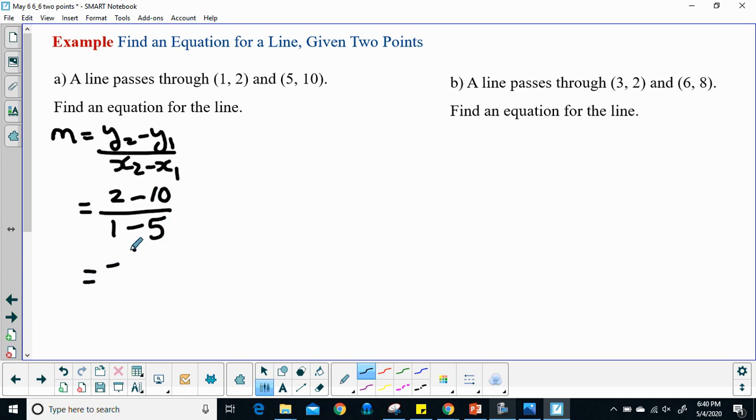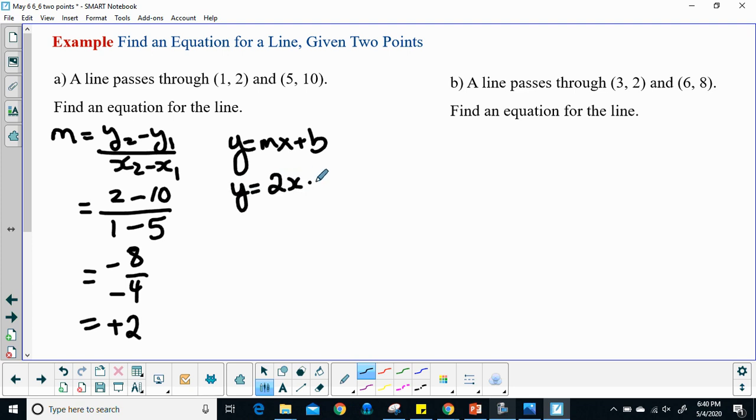And what does that give me? Negative 8 over 4. Ooh, negative 4. Negative 8 over negative 4 turns into a positive 2. So I've got that part. So then I've got y equals mx plus b. So I know now that my slope is 2.